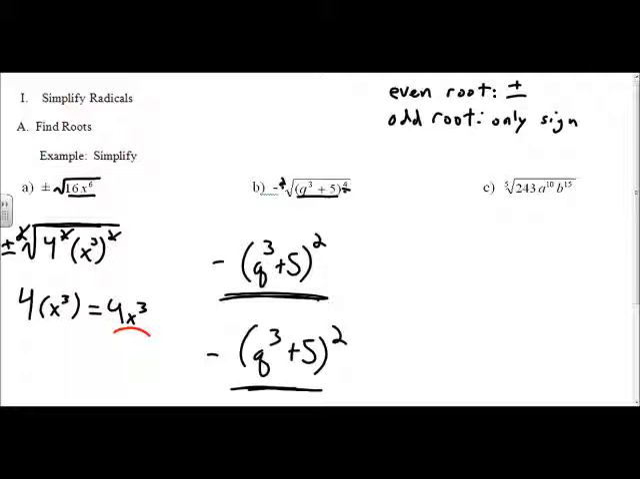So if we apply similar properties to our third example here, C, again, we have the 5th root of 243 times a to the 10th times b to the 15th. Now again, we're looking at everything in terms of 5, or the 5th root. So first thing we want to do is notice that 243 is the same as 3 to the 5th power, because according to our table, 243 equals 3 to the 5th. So we'll just rewrite it as 3 to the 5th.